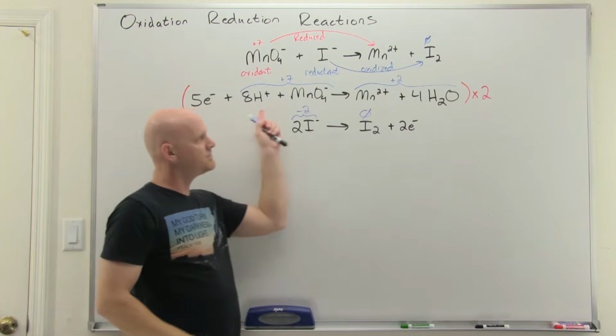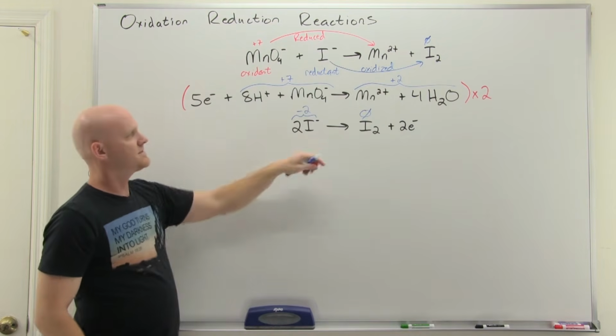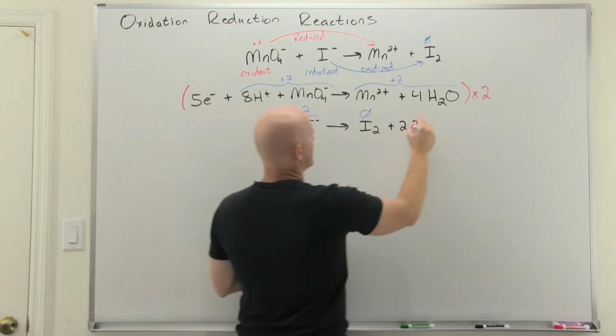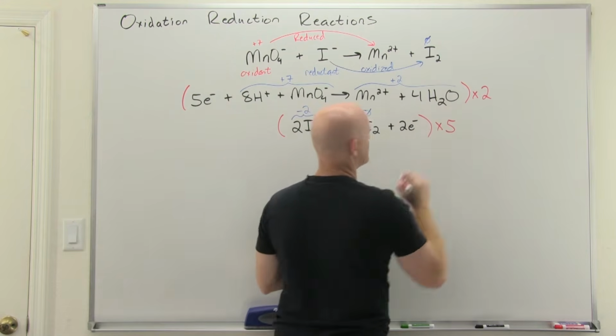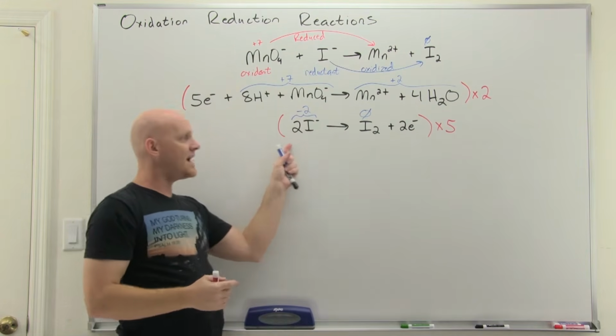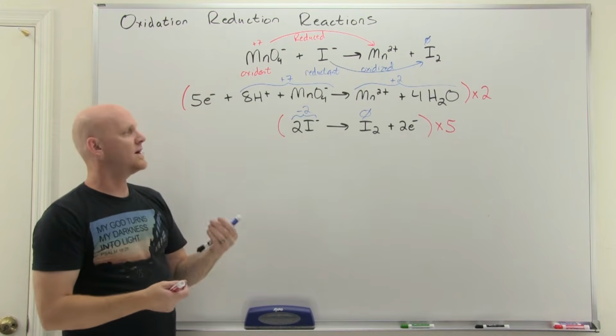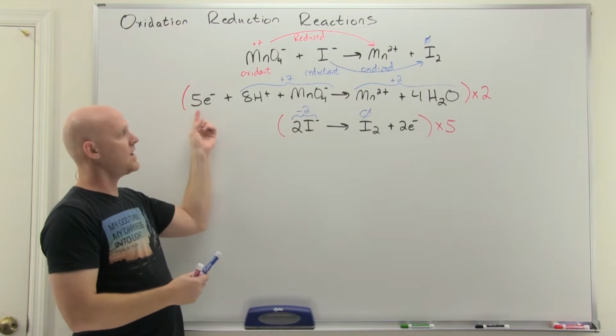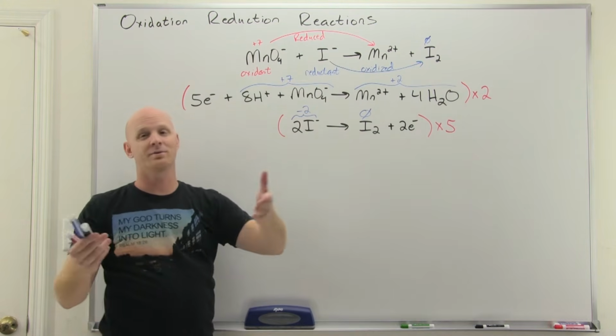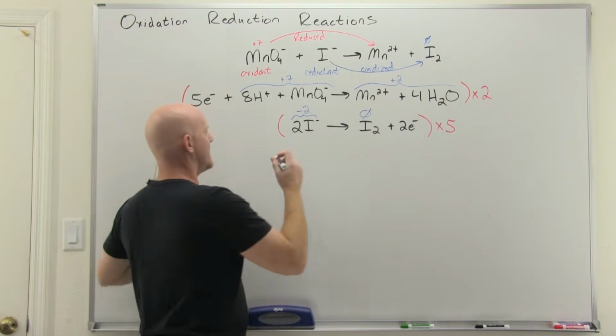And again, that doubles every single coefficient. For the second one, though, I'm going to need to multiply the whole half reaction by 5. And again, that multiplies every coefficient by 5. So now it would be 10 electrons gained and 10 electrons lost, and it'll balance out. Now we're ready to combine these.